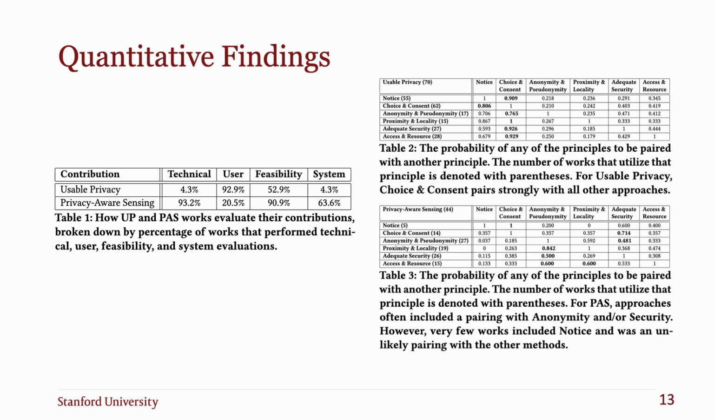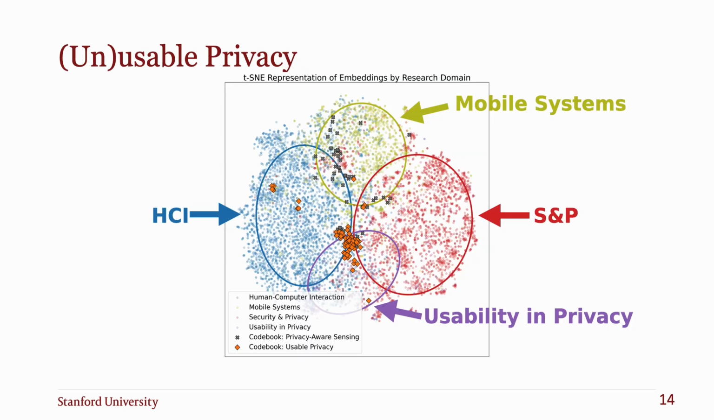We also see differences in the privacy values each community encodes in their designs. Usable privacy works tend to focus on notice and choice and consent. In other words, making the sensing visible and giving users some control. Privacy-aware sensing works almost invert that emphasis. They rarely implement notice or choice, and instead prioritize anonymity and security, principles that aim to protect privacy passively without requiring user engagement.